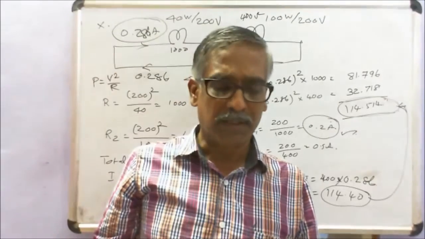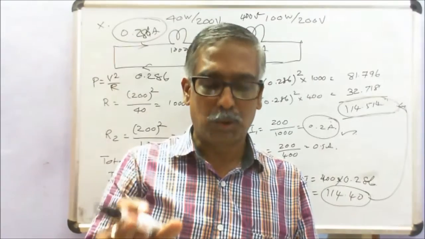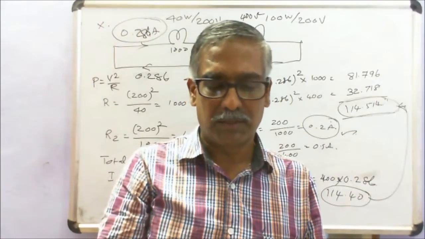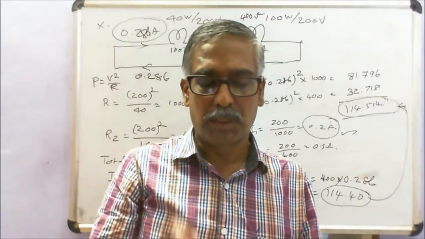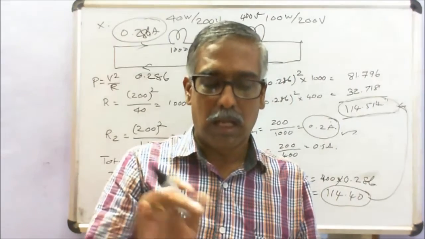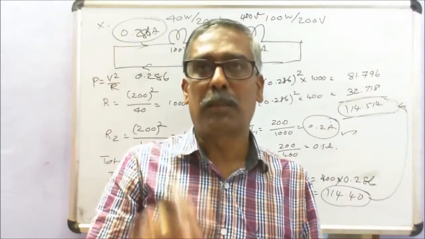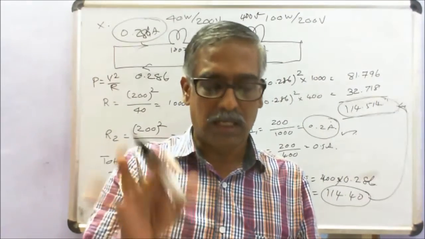The last problem is two incandescent bulbs: 40 watts, 200 volts, its operating voltage is 200; and 100 watts, 200 volts, operating voltage is 200 and its rating is 100 watts. Both are connected in series with a 400 volt supply. Supply voltage is 400. What will be the current drawn?